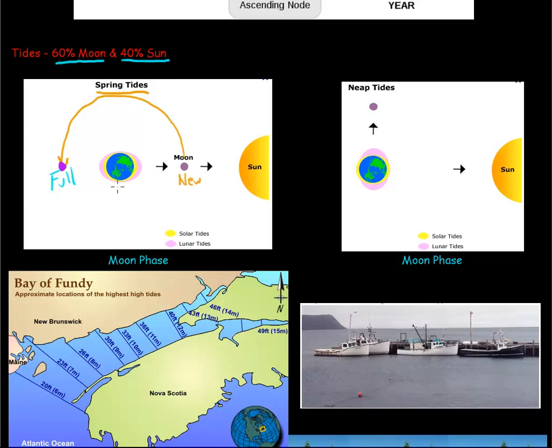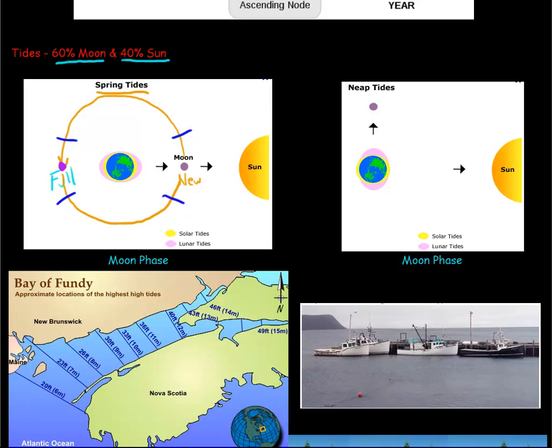Then we actually get the moon to go all the way around again to this one, and we get spring tides. Spring tides really do happen probably from this location to that location, and this location to that location. But the biggest one would actually happen at new and full moon, just like neap tides.